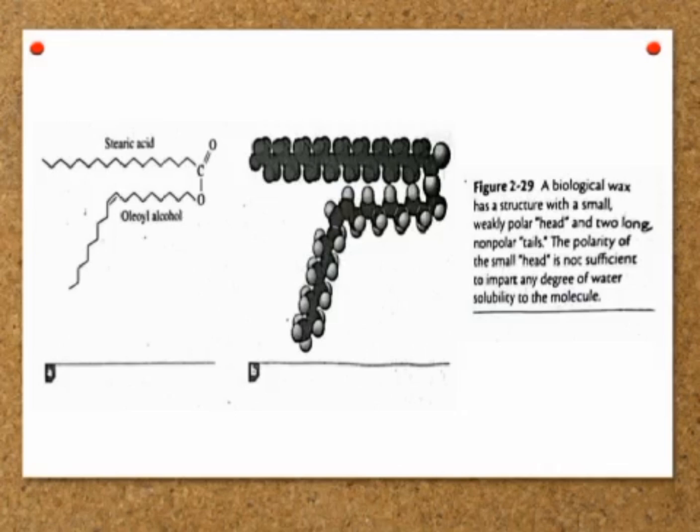So the head is slightly polar due to the ester linkage connecting the fatty acid and the alcohol, but it is too small to make the molecule dissolve in water. So the long non-polar hydrocarbon chains of the fatty acid and the alcohol dominate the molecule, making it largely hydrophobic. As a result, the biological waxes are water repellent, which allows them to function effectively as protective coatings on plant leaves, animal fur, and bird feathers.